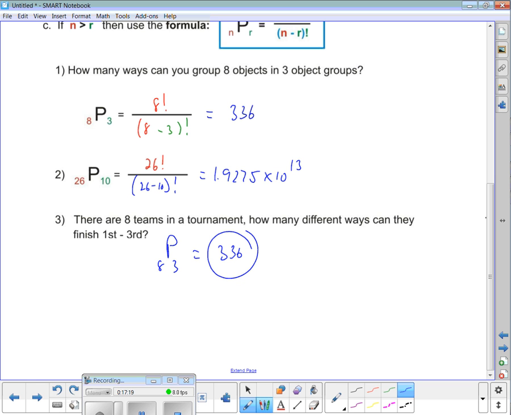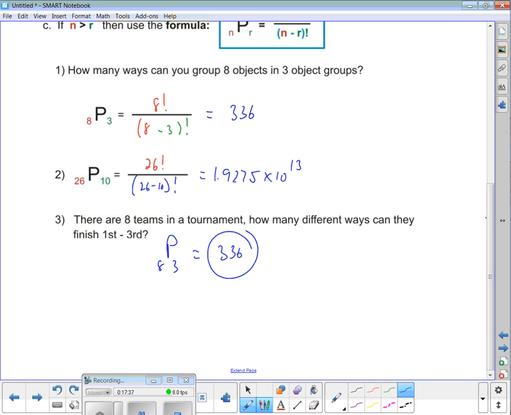You'd never think it, would you? You go to an 8-team tournament, how many different ways can you finish? 336. I mean, that's kind of amazing. In my mind, that's pretty amazing.